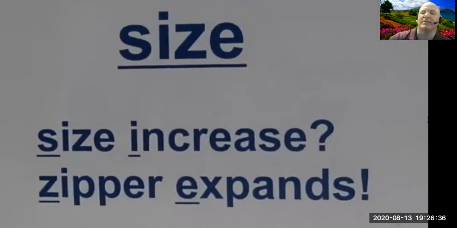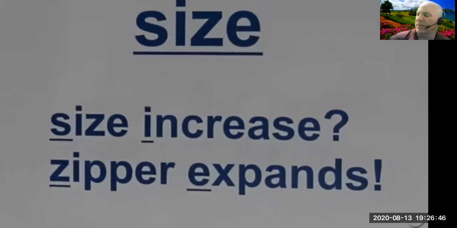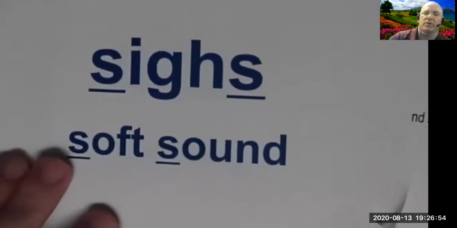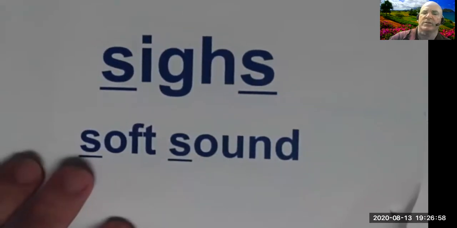The last one, size, S-I-Z-E, that my size increase, my zipper expands. Your zipper is going to probably pop. That's what happened to me. I had to keep buying bigger and bigger pants, students. So try to be careful of what you eat and how much you eat so you can stay in good health and live a long life.